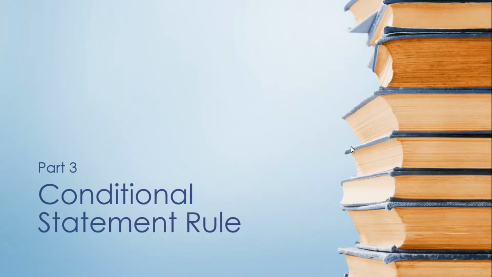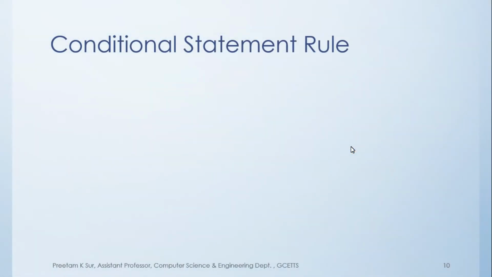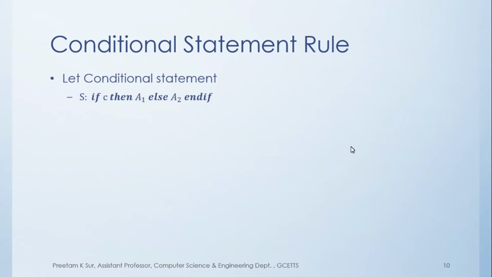So in the last part we have discussed the sequential statement rule. In this part we are going to discuss the conditional statement rule. Okay, so how is a conditional statement defined in an algorithm? If you look at this statement, it is: if C then A1 else A2.